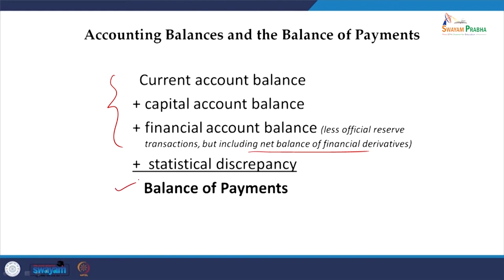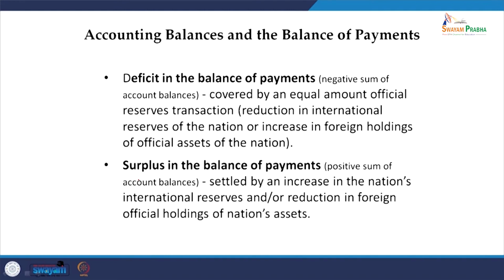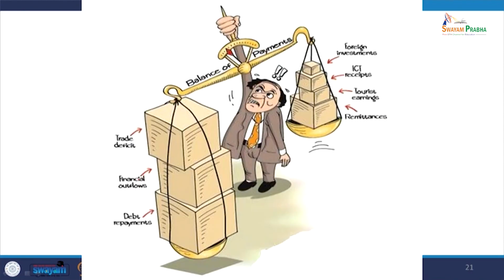Now, a deficit in the balance of payment basically refers to a negative sum of account balances covered by an equal amount of official reserves transactions, as we already cited. Coming to the surplus, it is similarly settled by an increase in the nation's international reserves. So whenever there is a surplus, we will increase international reserves and reduce foreign official holdings of the nation's assets.